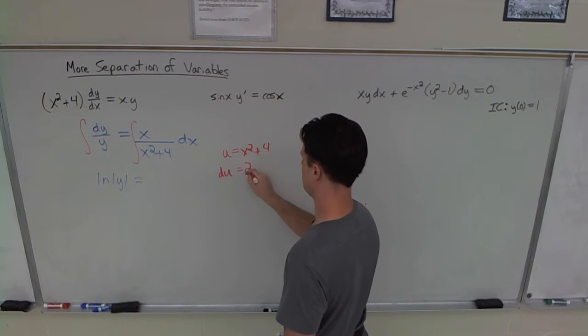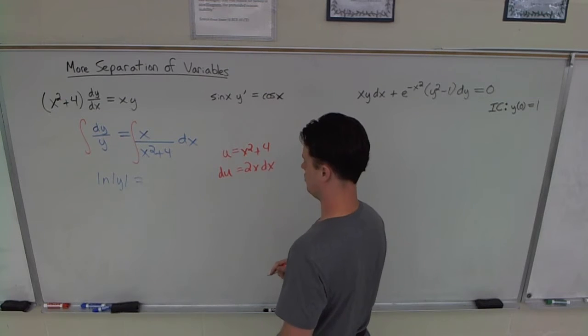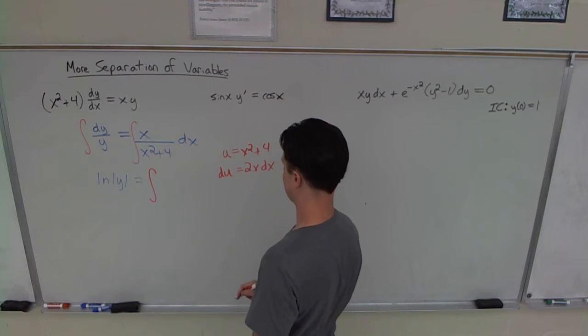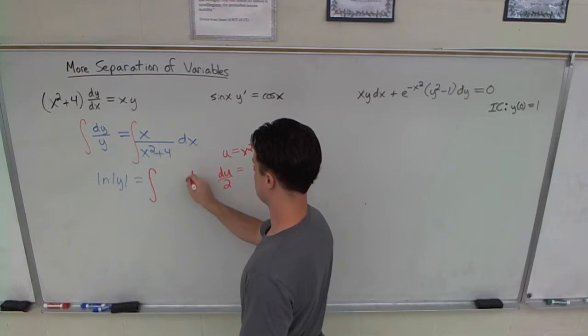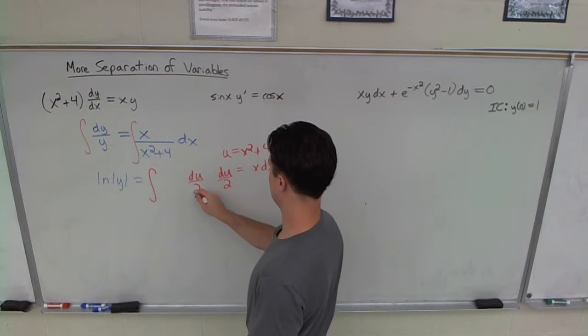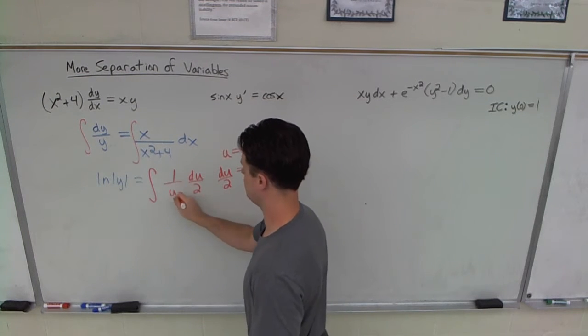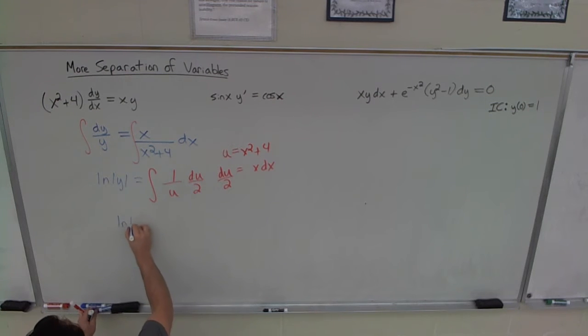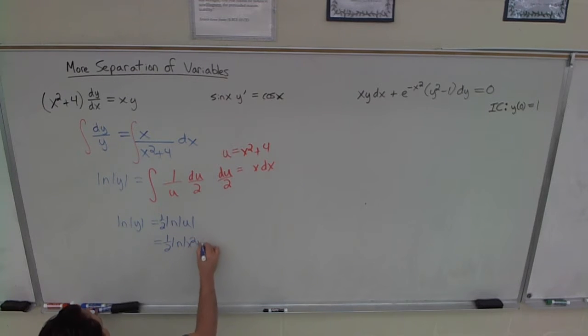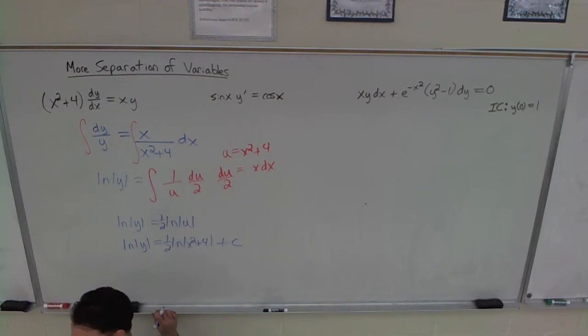Du then is 2x dx. So 1/2 the integral. So x dx is du over 2. So that's du over 2, 1 over u, which is going to be natural log of u. You got it. All right, so I'm going to switch back to blue. 1/2, and I get the natural log of u and a half. So that's half the natural log of x squared plus 4. Plus c, right? Plus c, totally.